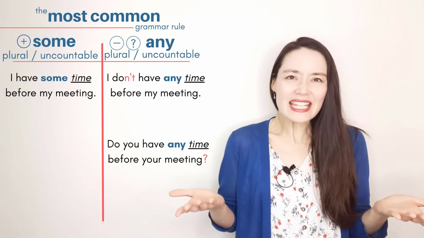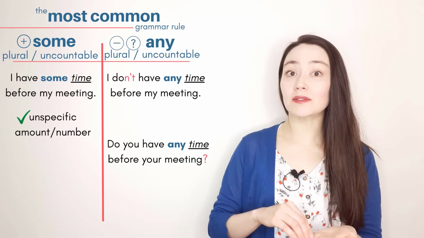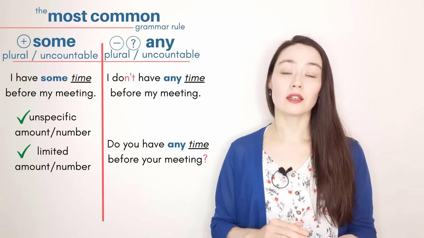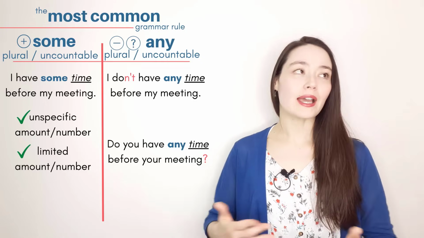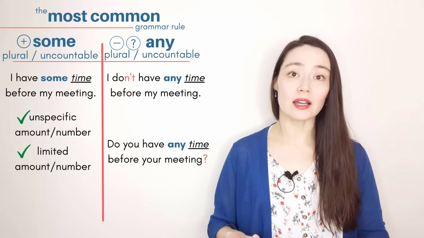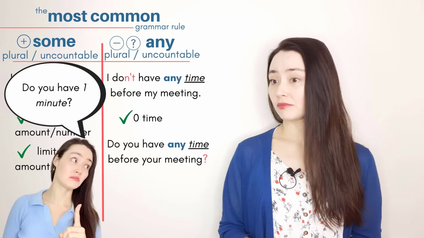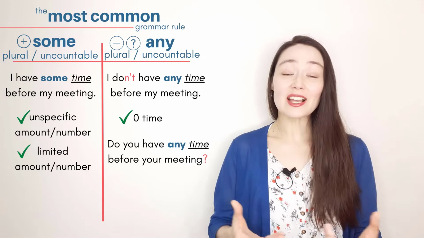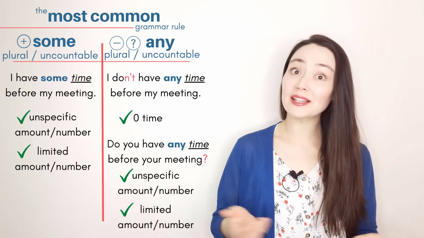Okay, but what is some? What is any? Some is an unspecific amount or number. It's unspecific but also limited, usually meaning a small amount or number. I obviously don't mean I have 10 hours before my meeting. Any, I don't have any time means zero time. Do you have 1 minute? No, I don't have any time. And again, that question form, it's unspecific, but it's limited. Do you have any time before your meeting?